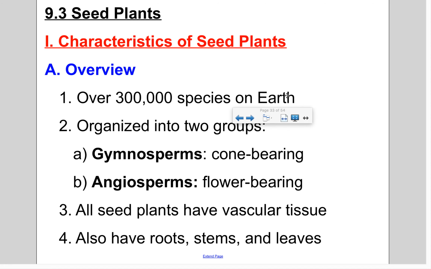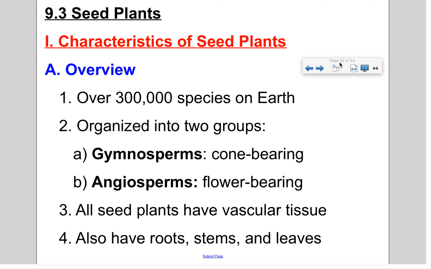So some characteristics of seed plants. Overview, over 300,000 species on Earth, organized into two groups, the Gymnosperms and the Angiosperms. Now, the word gymnosperm actually means naked seed. If you see a cone, so think like a spruce tree, a pine tree, that is a gymnosperm. Angiosperms are anything with flowers. Okay, so flowers that you see in a garden. But apple trees, they produce a flower. Strawberries produce a flower. So those would be considered angiosperms.